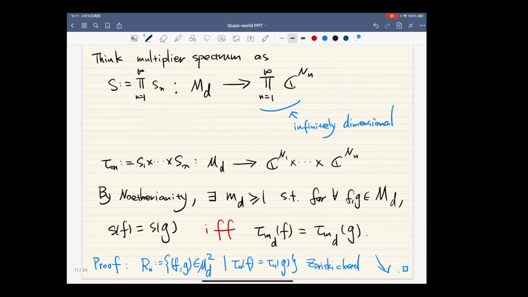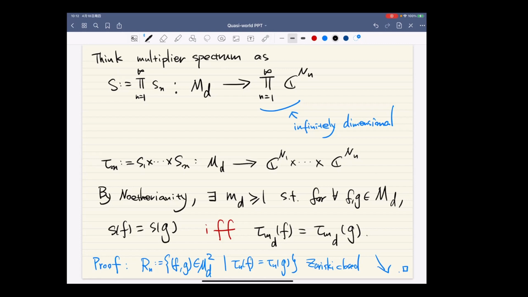And the proof is very easy because we can look at the subset in M_D squared, which is the set of pairs (f, g) such that tau_n(f) equals tau_n(g). We see that this subset is closed, and when n increases, this subset is decreasing. So by Noetherianity, it will stabilize for n large enough. So this proves the statement we mentioned above.